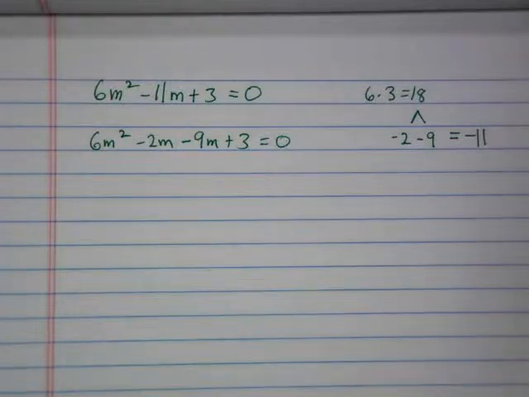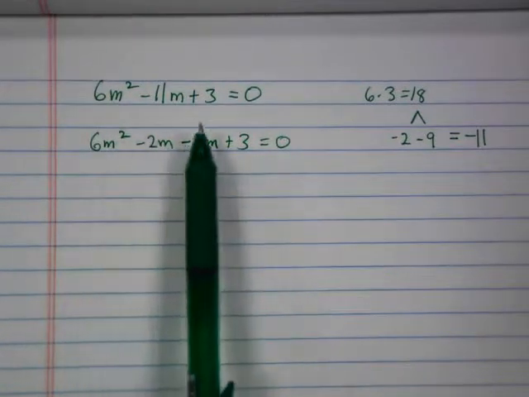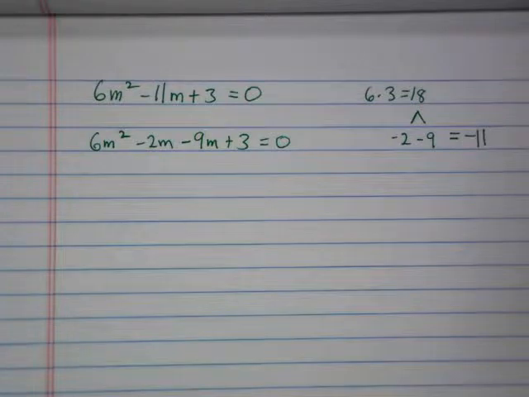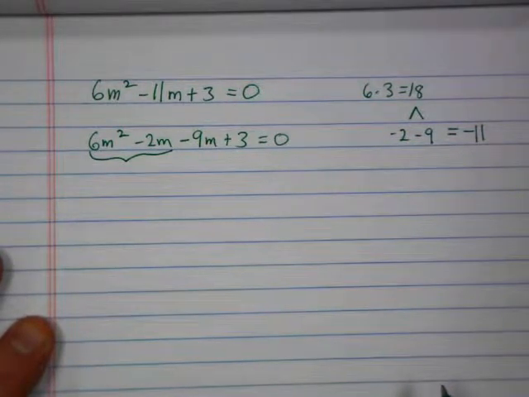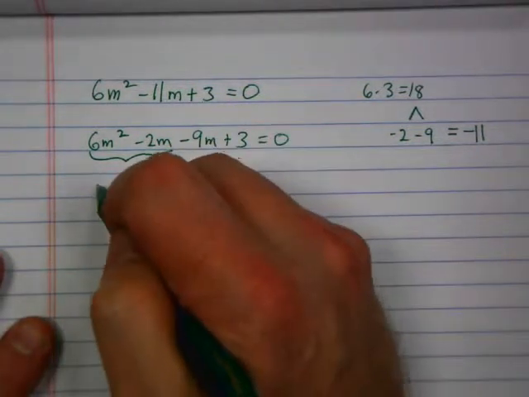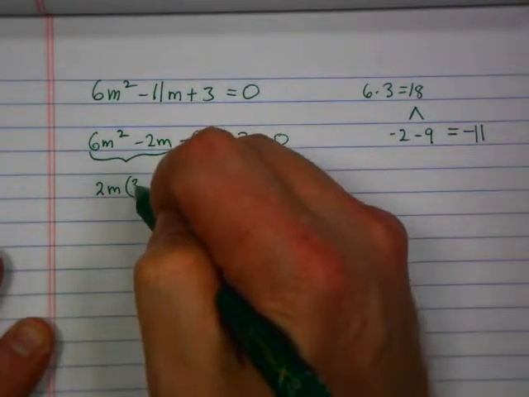Okay, so the goal is, when this is not the number 1 right here, we want to make it so that it has 4 pieces. And why do we want 4 pieces? Because we group. What's common in the first group? 2m. And left over, 3m minus 1. Excellent.